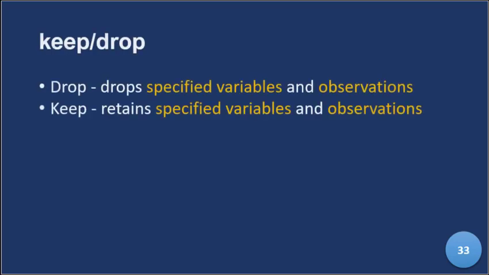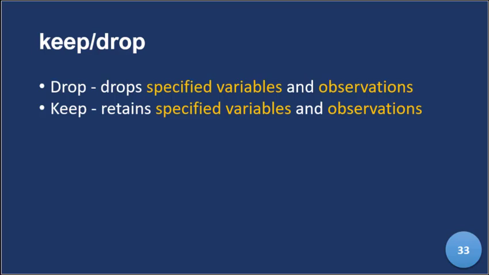So just to highlight a few things again, drop drops specified variables or observations. That's what the drop job does. It works for variables and it works for observations. I will tell you when it's working for variables and when it's working for observations. Keep retains specific variables and specific observations. It means that any other thing that is not within that condition is taken away.